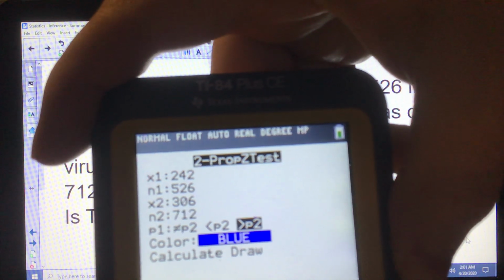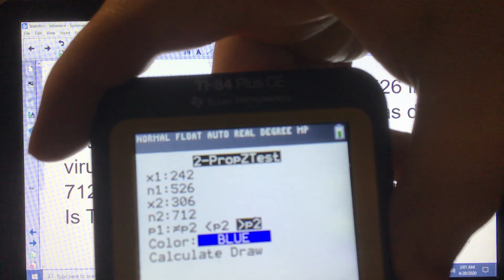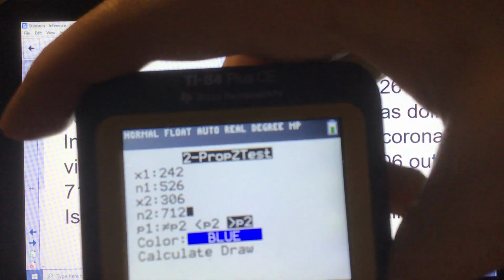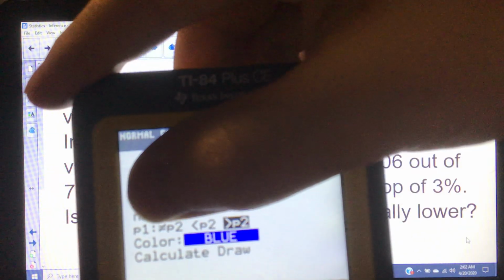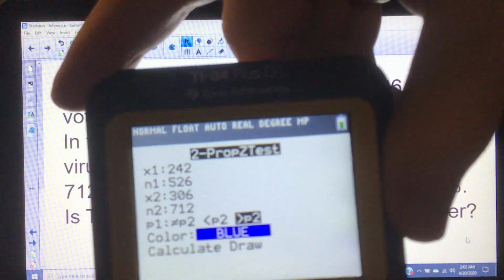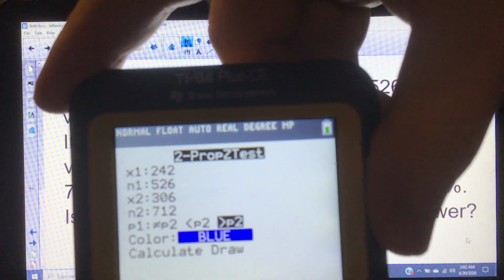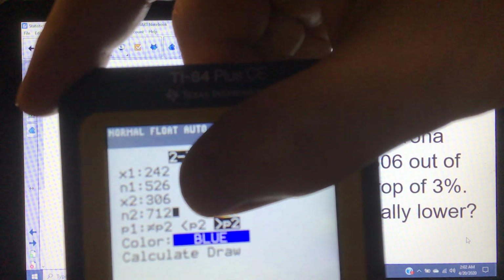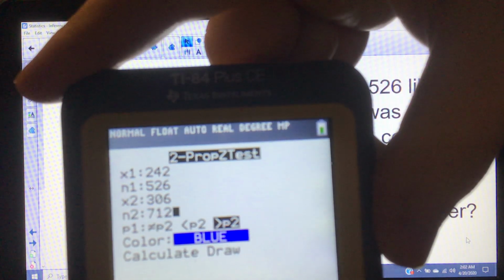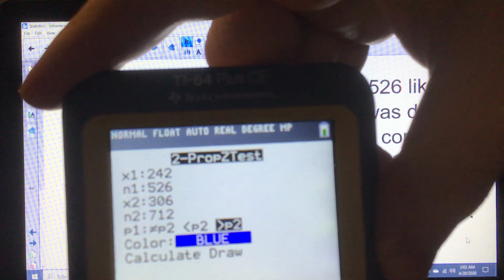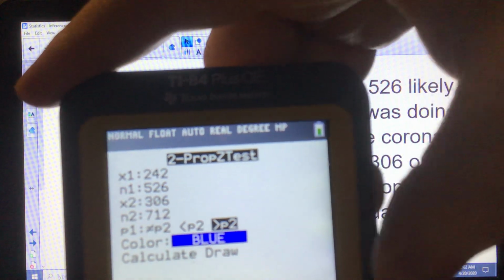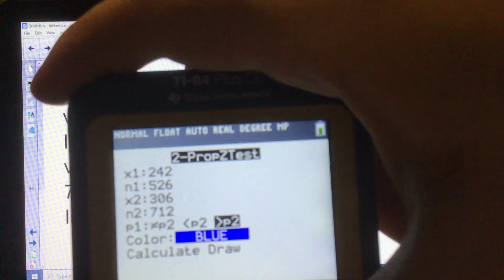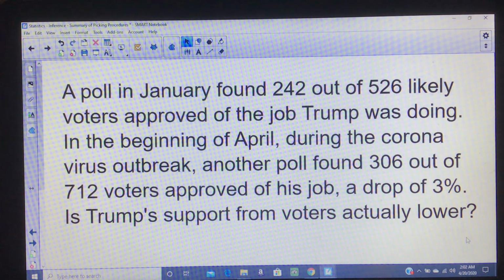So sometimes they give you the percents and you need to get the counts. Other times, like in this example, they just gave me the counts. So make sure the counts are in. Once the counts are in, once again, you can come down here and decide whether you want to do a one-sided or two-sided test. Since Trump wants to know if it got lower, I want to know if the original sample was greater than the second one, right? So I want to know if the population from January is actually greater than the population from April, and P2 is my April population. So once again, we can calculate this, or you can draw a curve.